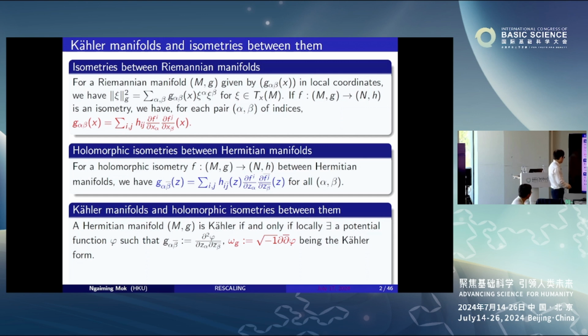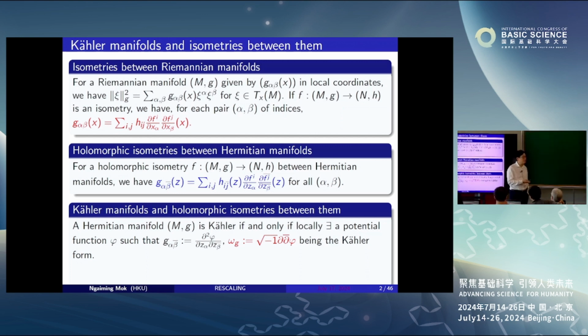Now when it comes to a Kähler manifold, the difference is that for a Kähler manifold, there are local potentials. So when you say that two metrics are the same, it almost says that the potentials are the same, except that the potentials are not unique. You can have two different local potentials differing by the real part of a holomorphic function.